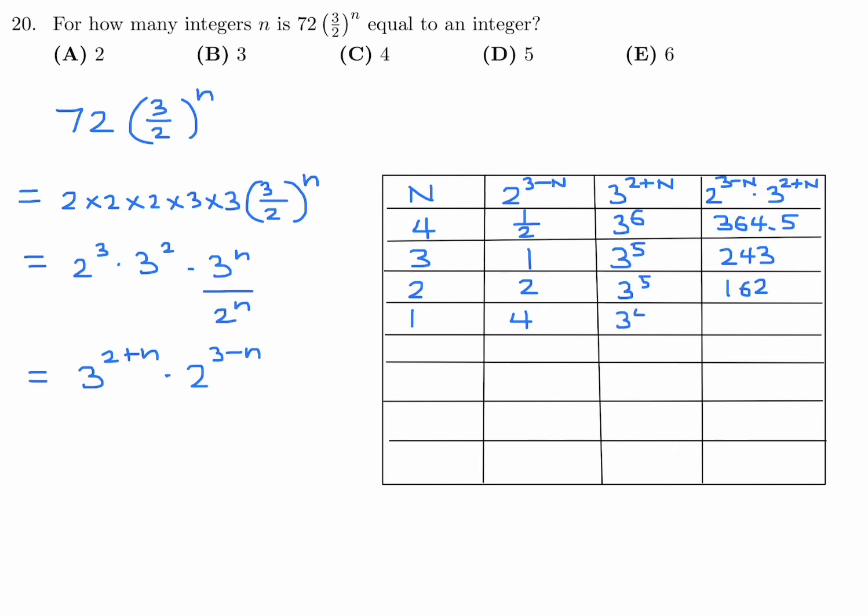This is 3 to the power of 4. The product will be, sorry, that one was 3 to the power of 4. This is 3 to the power of 3. And the product will be 108. When n is 0, we're going by integers, of course. 8, 3 to the power of 2, which is 9, and that's 72. When it's negative 1, it will be 16. This will be 3. The product is 48.